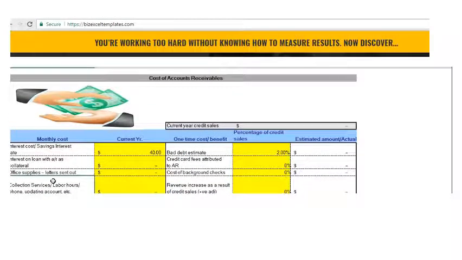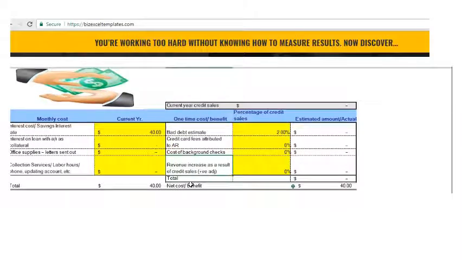And then in addition to the monthly costs, we also have the one-time cost. There's the bad debt estimate, because there's a good chance that a portion of that is not going to be collected. There's the credit card fees that you attribute to accounts receivable. There's the cost of background checks to approve people. However, all of this is subsidized by the increase as a result of the credit sales.